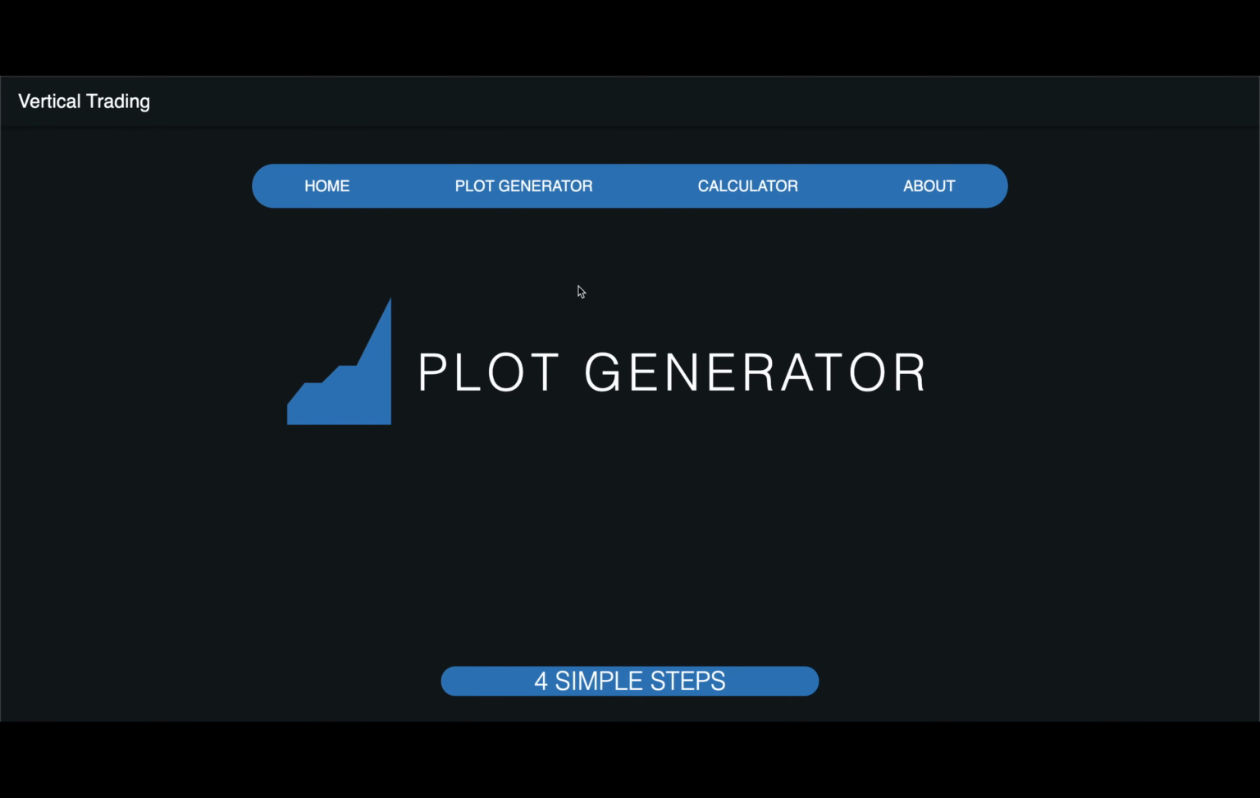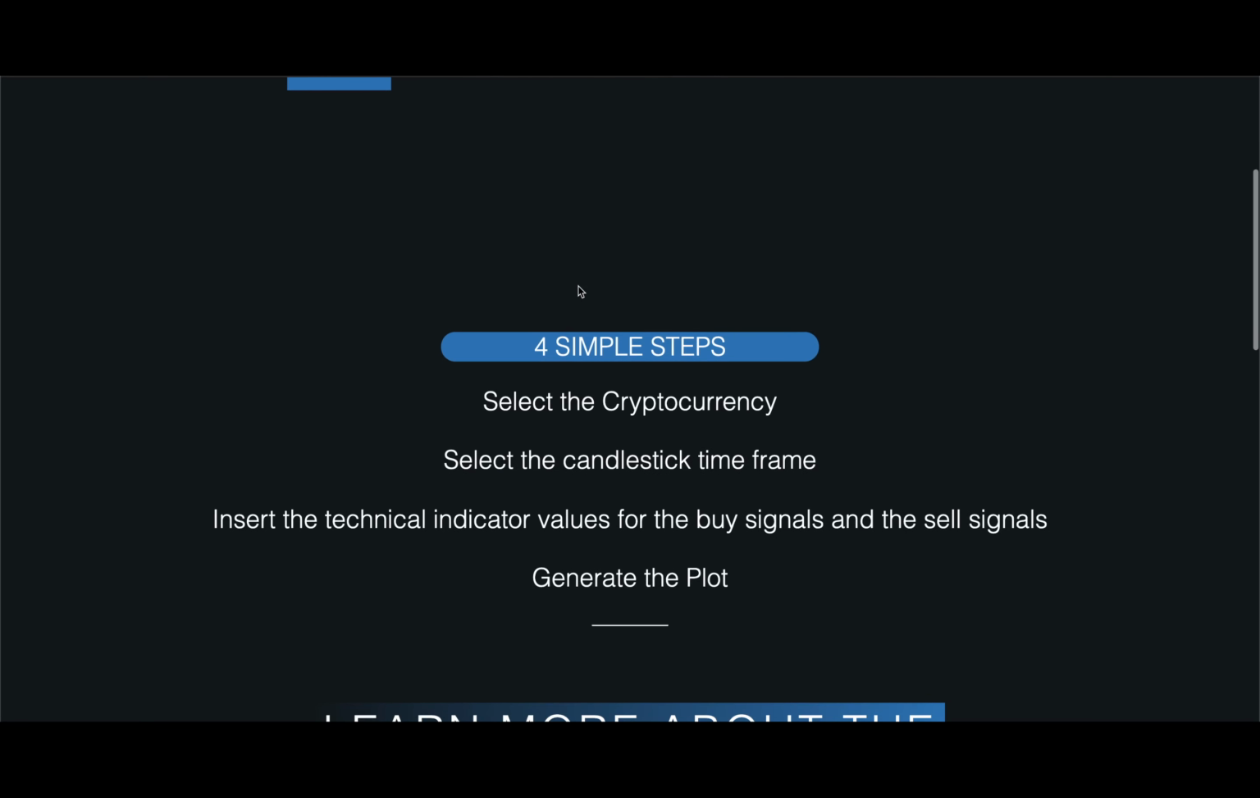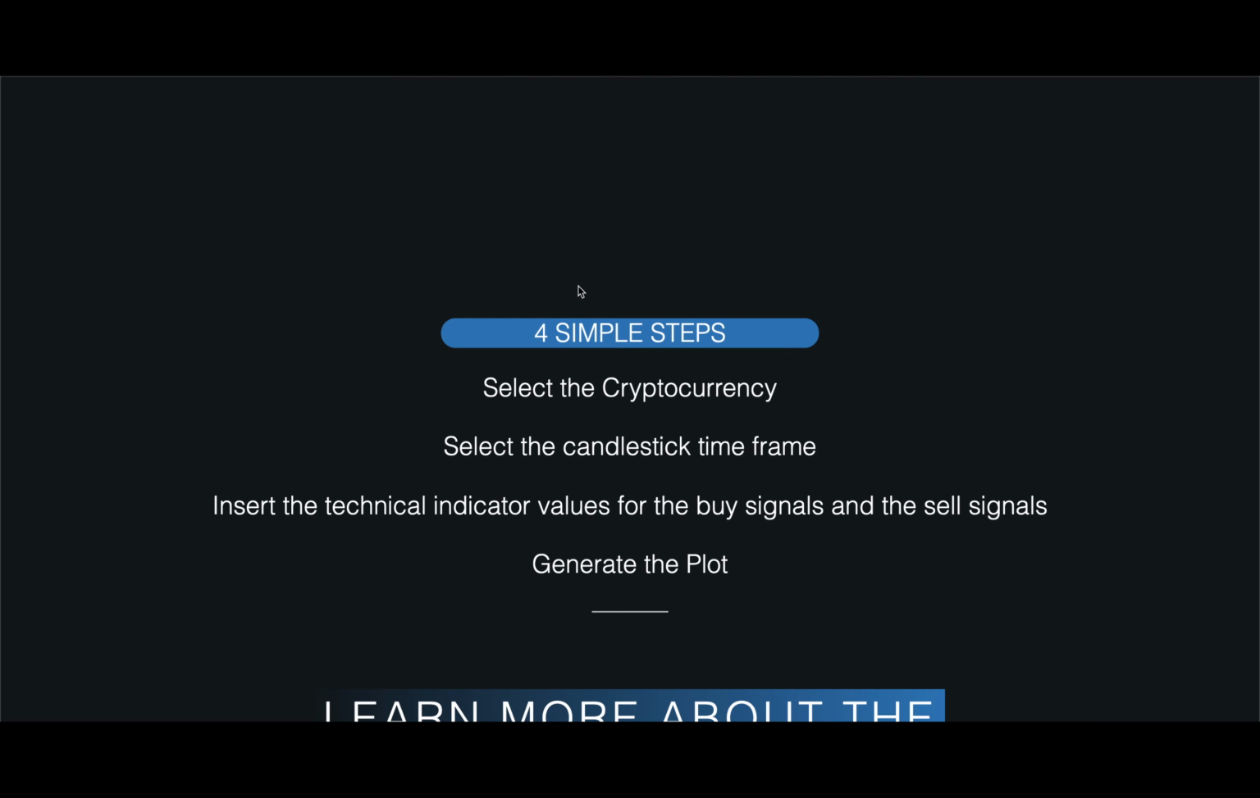Let's get started. There are 4 different steps that we need to follow. First of all, obviously, we need to select our coin, the crypto we want to use. Following that, we will then select the time frame based on the candlestick chart. Then we will insert the buy and sell signals using the indicators we provide. And finally, we will generate our plot.